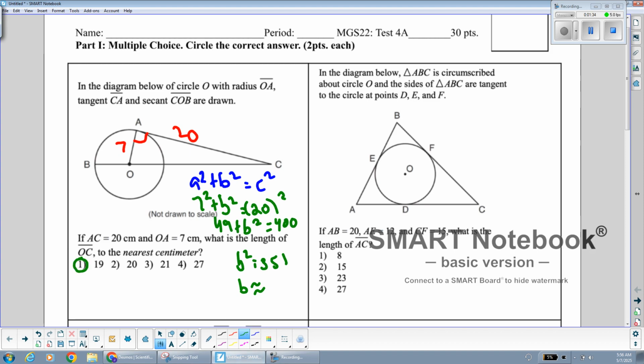In the second one, we have tangents to the same circle that come out of the same outside point. So these two tangents are equal to each other because they come out of the same outside point. These two tangents are equal to each other, and these two tangents are equal to each other, for the same reason.